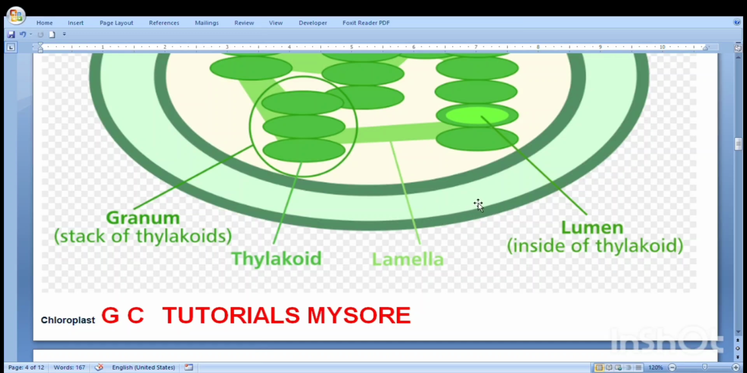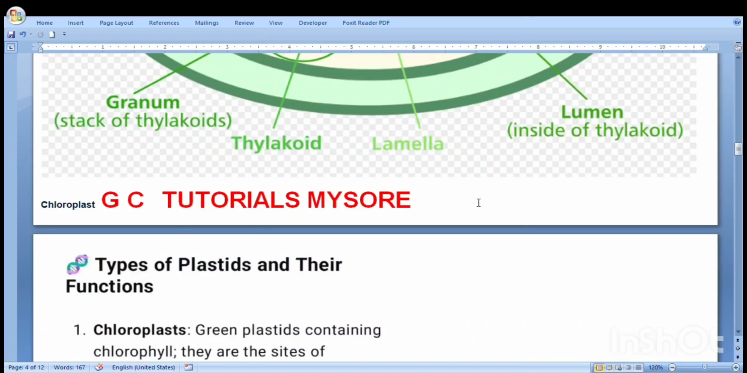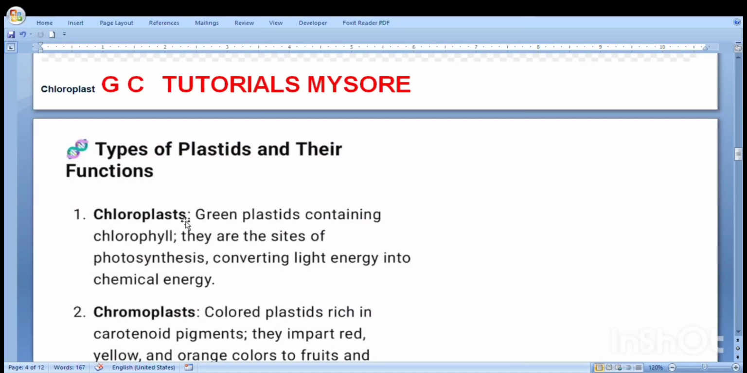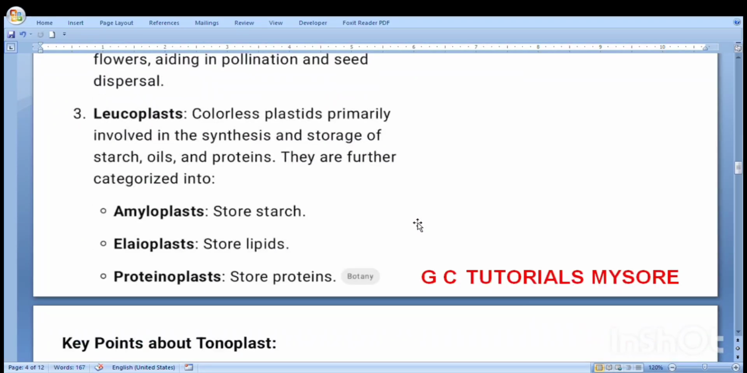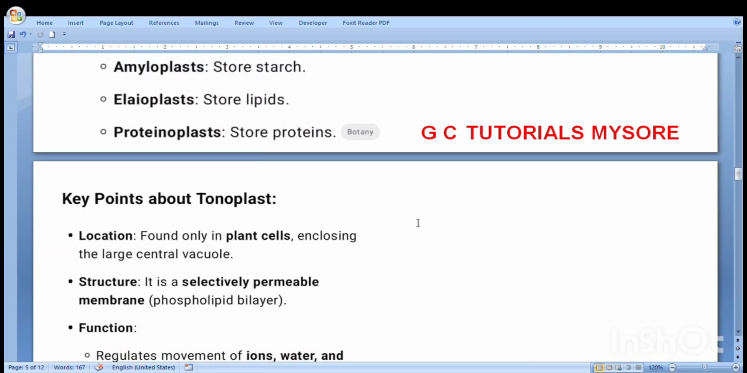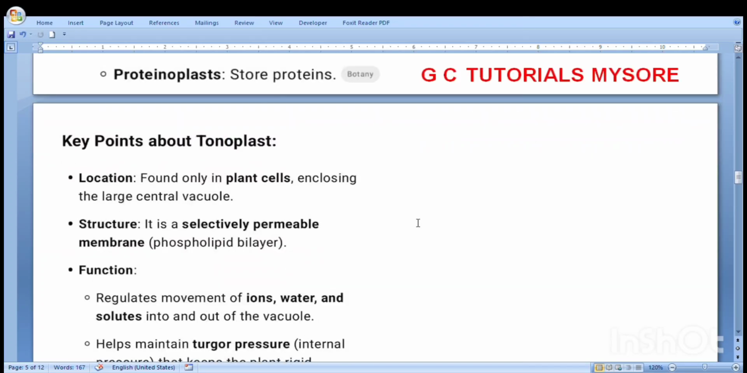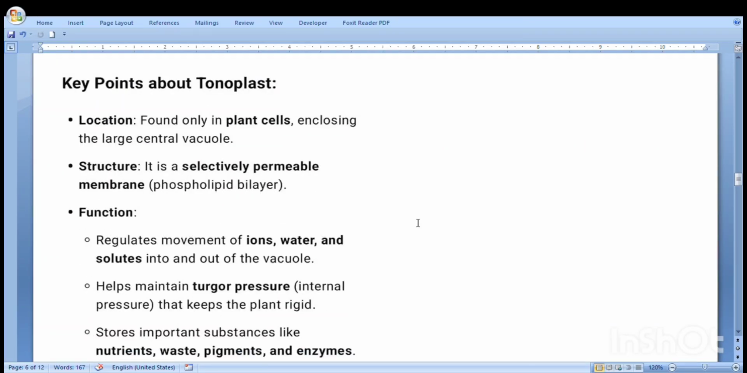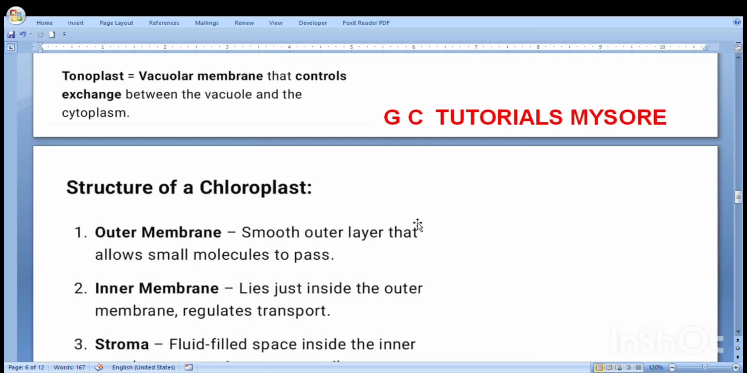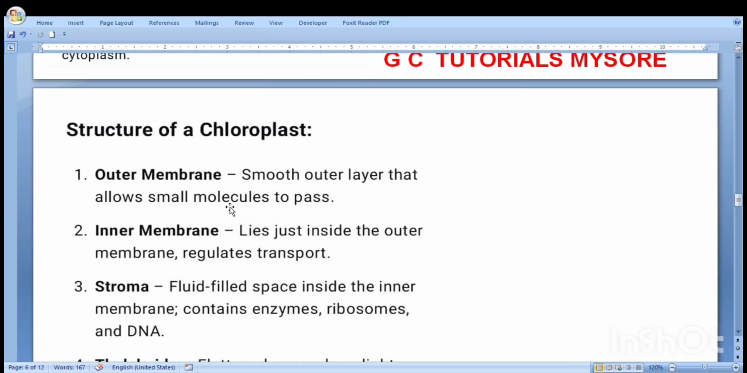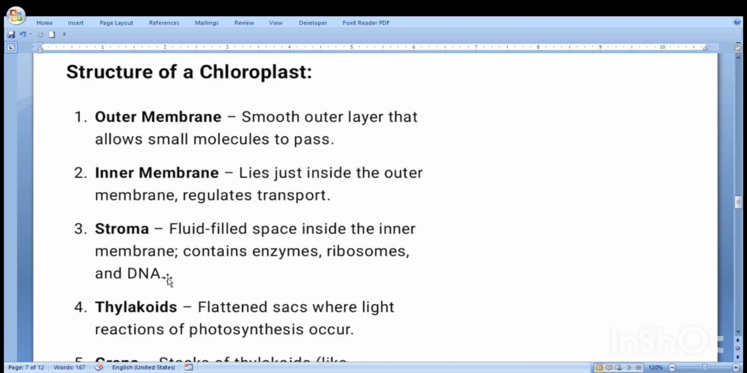Got it? So next, already I told you about the plastids and their types. I explained everything. If you want any notes, just take a screenshot or pause the video and take the notes. Next come to this one. Also I explained everything, the structure of the chloroplast. If you want the notes for this, just take a screenshot of this one.